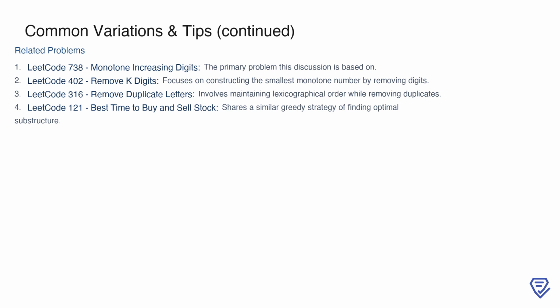Finally, LeetCode 121, best time to buy and sell stock, may seem unrelated at first glance, but it shares a similar greedy strategy. Both problems involve identifying key points where decisions need to be made to optimize the outcome, which is a valuable skill across a variety of algorithmic challenges.